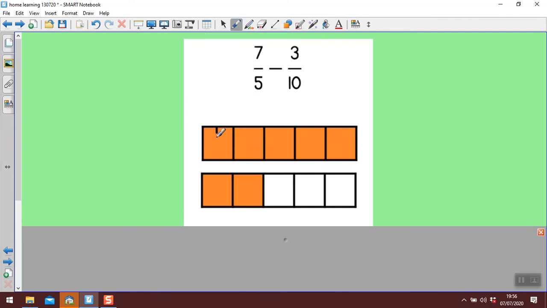That's right, I could split my fifths into half to make them tenths. And now you'll find it much easier to take away 3/10. So we're going to cross off 3/10, 1, 2, 3. And what am I left with? Write down your answer. Could you write it as a mixed number and an improper fraction?